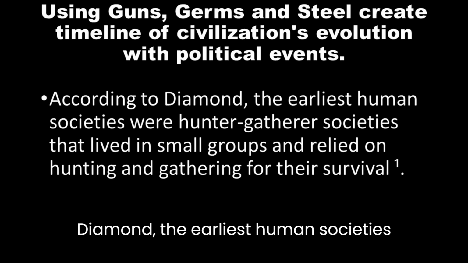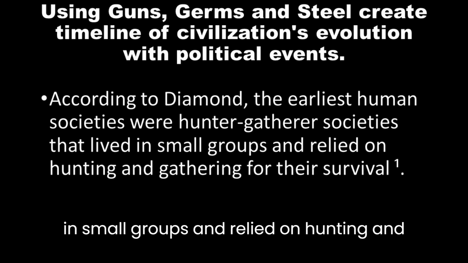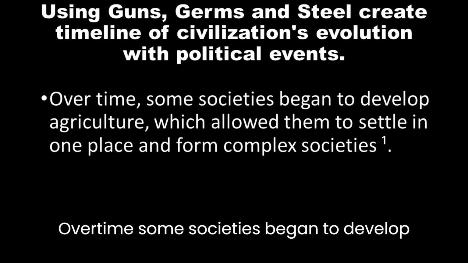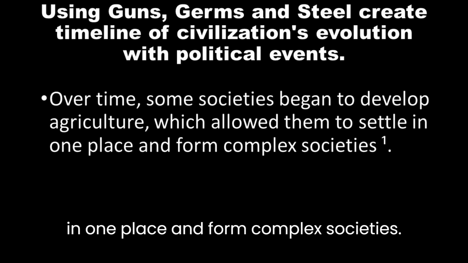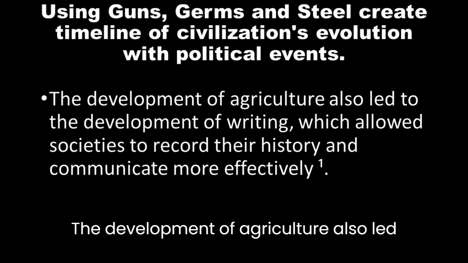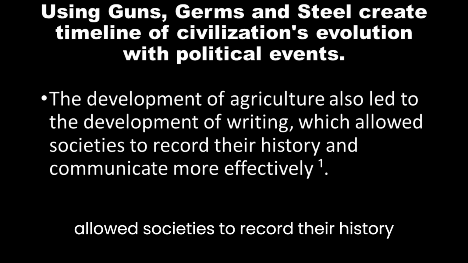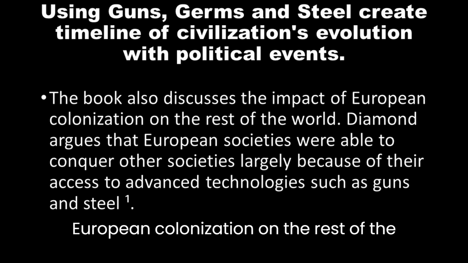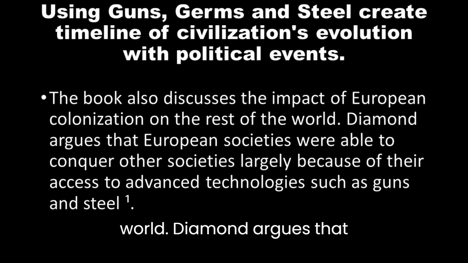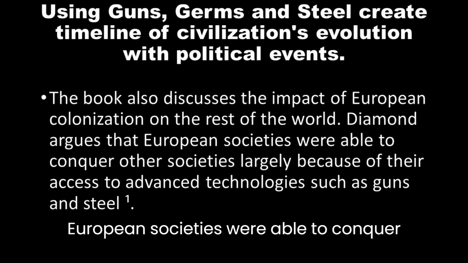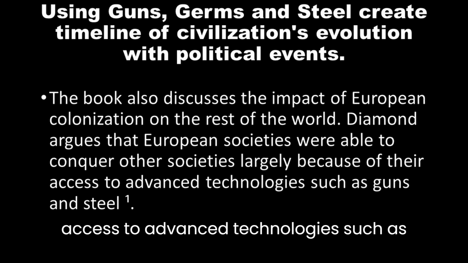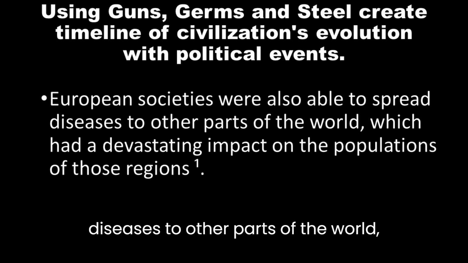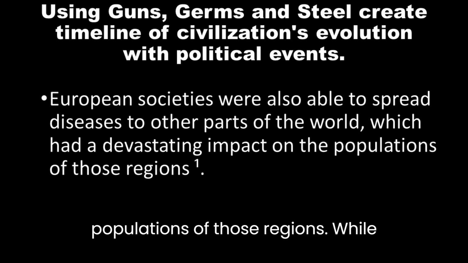According to Diamond, the earliest human societies were hunter-gatherer societies that lived in small groups and relied on hunting and gathering for their survival. Over time, some societies began to develop agriculture, which allowed them to settle in one place and form complex societies. The development of agriculture also led to the development of writing, which allowed societies to record their history and communicate more effectively. The book also discusses the impact of European colonization on the rest of the world. Diamond argues that European societies were able to conquer other societies largely because of their access to advanced technologies such as guns and steel. European societies were also able to spread diseases to other parts of the world, which had a devastating impact on the populations of those regions.